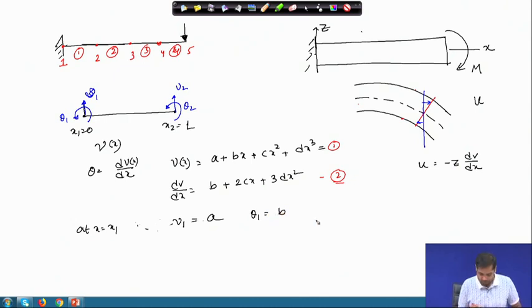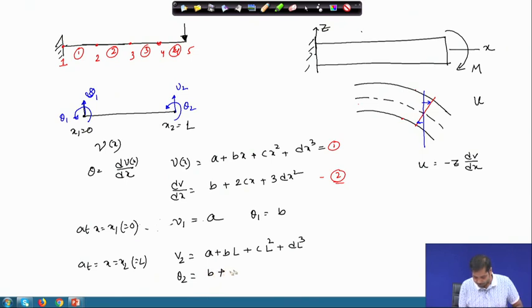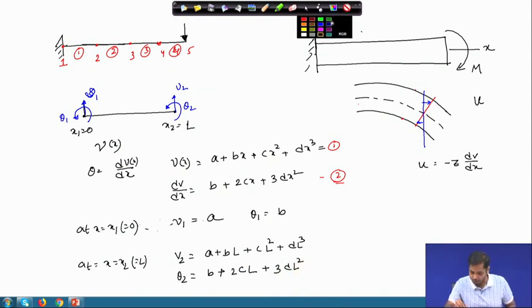So, this is two equations. At x is equal to x2, which is equal to L, this is equal to 0. Then we have V2 is equal to A plus B L plus C L square plus D L cube. So, this is one equation, and then another equation: theta 2, in this expression if you substitute L, is B plus 2 C L plus 3 D L square. So, these are all 4 equations we have.